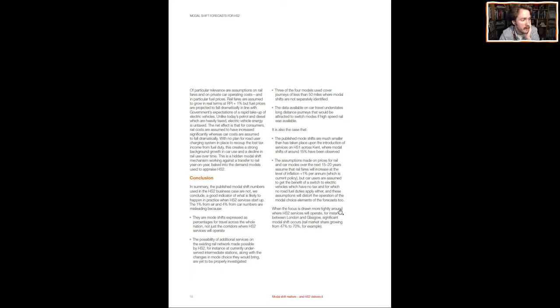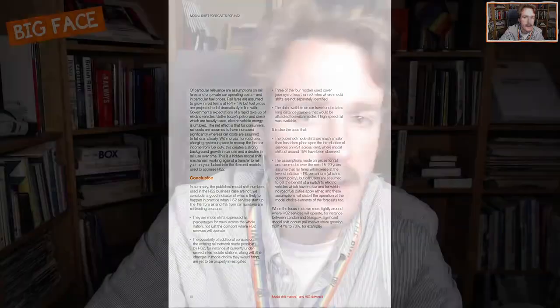So, yeah, when the focus is drawn more tightly around where HS2 services will operate, significant modal shift occurs. So there you go. That's a key fundamental reason why all the analysis about HS2 is a load of bollocks. Michael C., on a similar subject, is asking, why do you think the East Coast Mainline has done such a better job of cornering the market than the West Coast Mainline, just because the East Coast Mainline is usually less crowded?